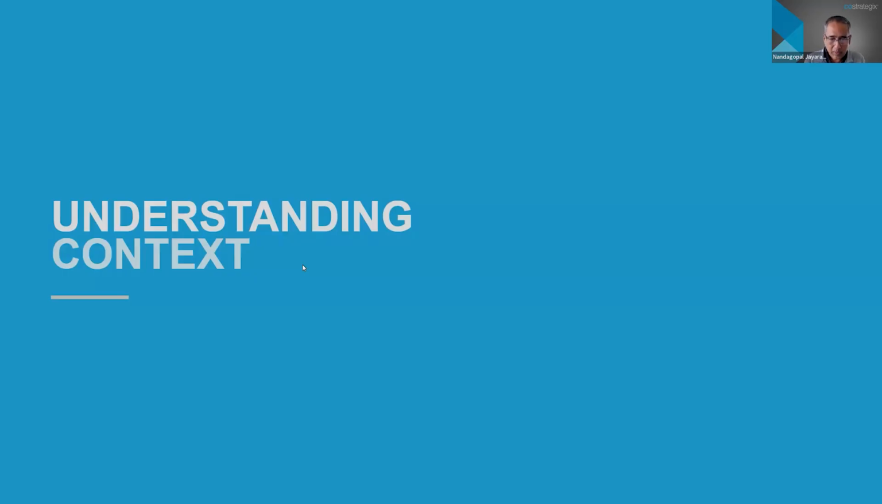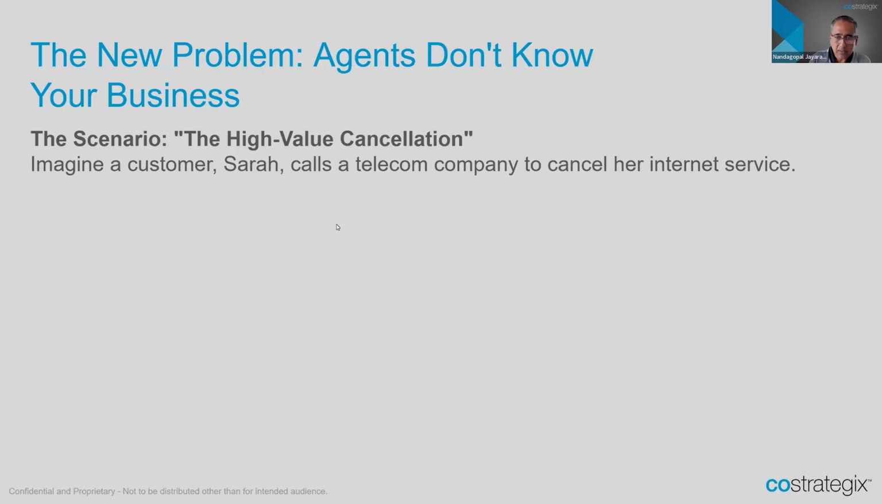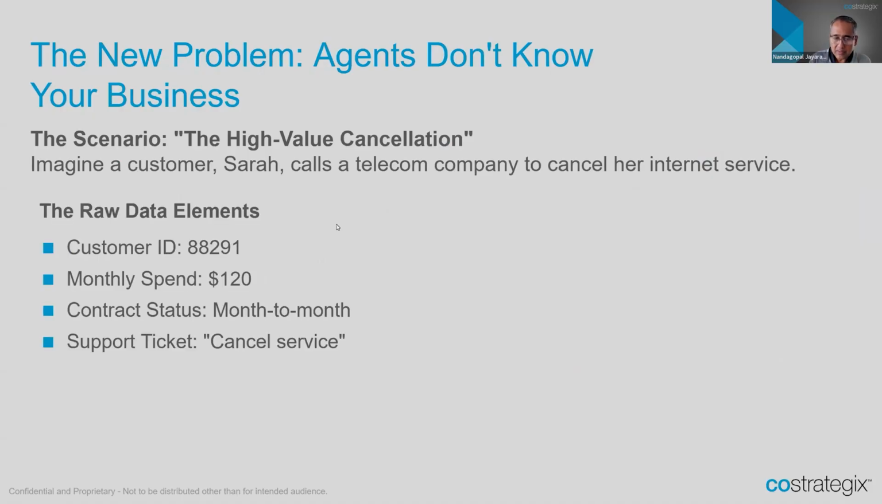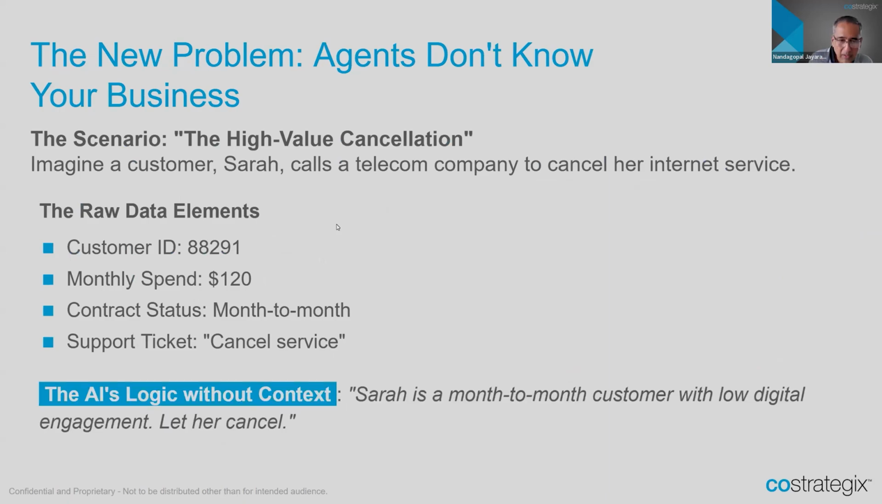So let's do a deep dive into understanding what exactly context is. Some of you may have seen this slide from my CDO IQ presentation, but agents don't really know your business. Consider a scenario: a high value cancellation for a telecom company. I used to work for that for about 14 years or so. Sarah calls and says, "Hey, I want to cancel my internet service." Her customer ID is available, her monthly spend, contract status, support tickets, and all of that.